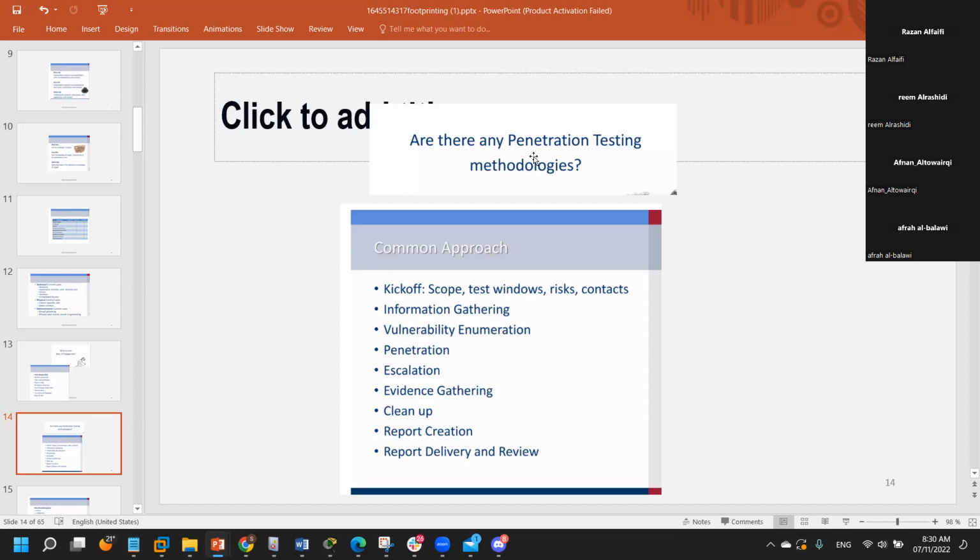So how can we do this, guys? There are so many methodologies out there. NIST has its own methodology. Certified ethical hacking has its own methodology.